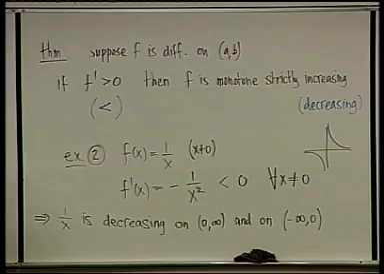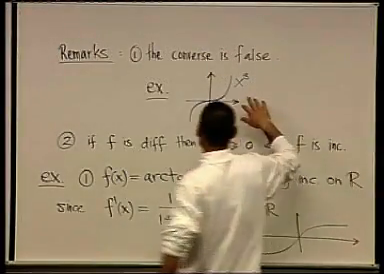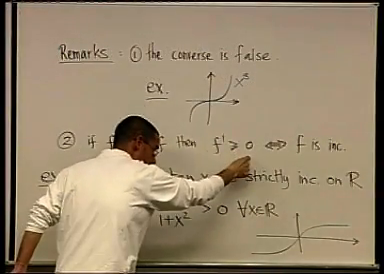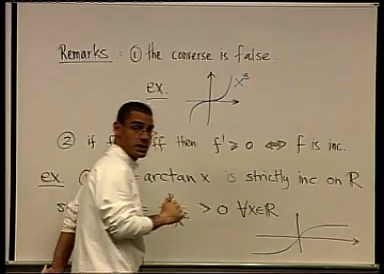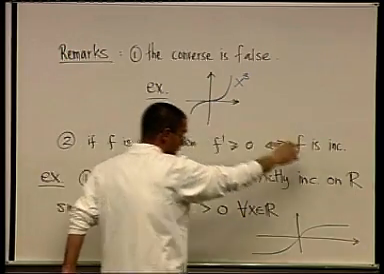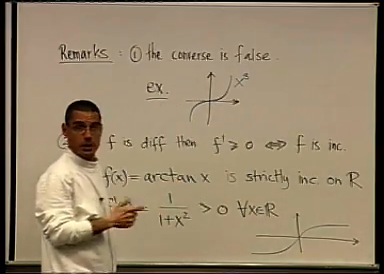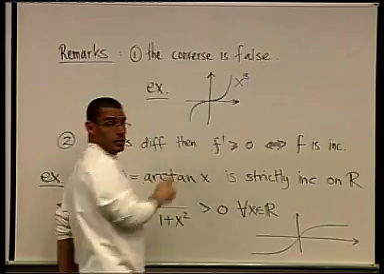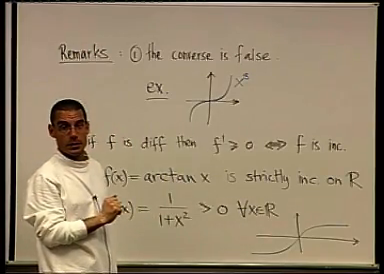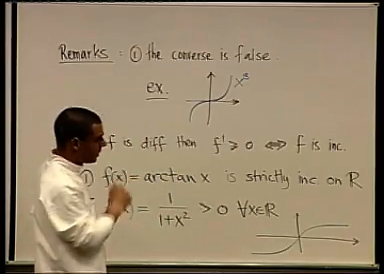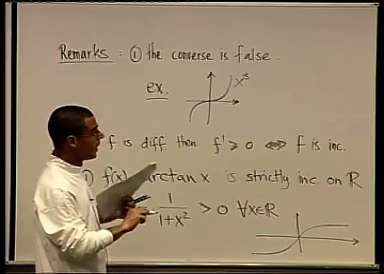Let me explain this again. The theorem was that if the derivative is strictly positive, f is strictly increasing. This is an example where f is strictly increasing, but the derivative is not strictly positive, because the derivative is 0 at a point. So that was what this statement was about.